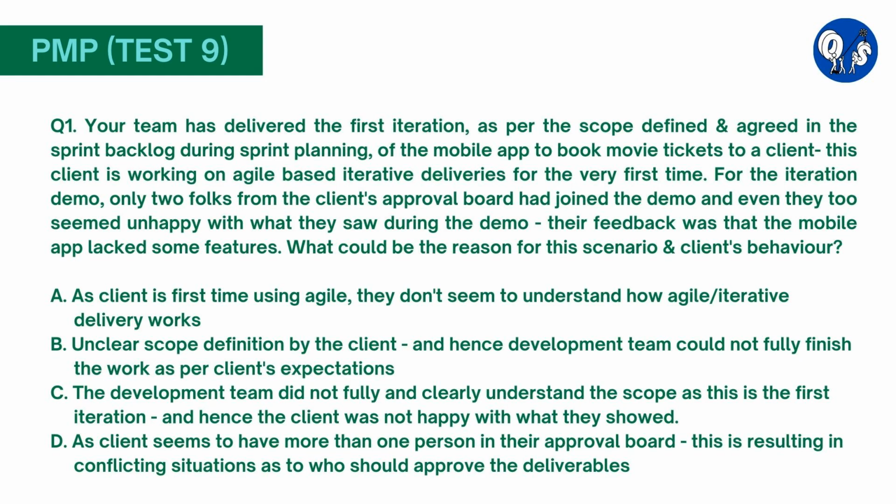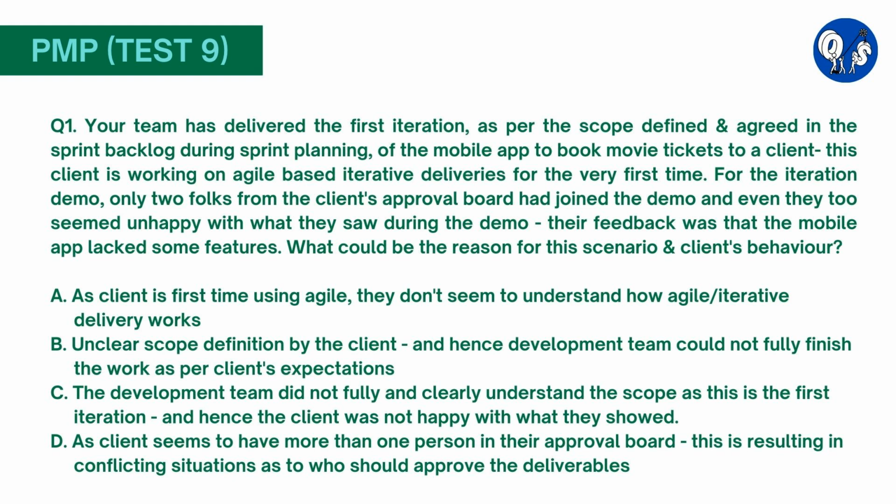Your team has delivered the first iteration as per the scope defined and agreed in the sprint backlog during sprint planning of the mobile app to book movie tickets to a client. This client is working on agile-based iterative deliveries for the very first time. For the iteration demo, only 2 folks from the client's approval board had joined the demo, and even they seemed unhappy with what they saw during the demo. Their feedback was that the mobile app lacked some features. What could be the reason for this scenario and client's behavior?